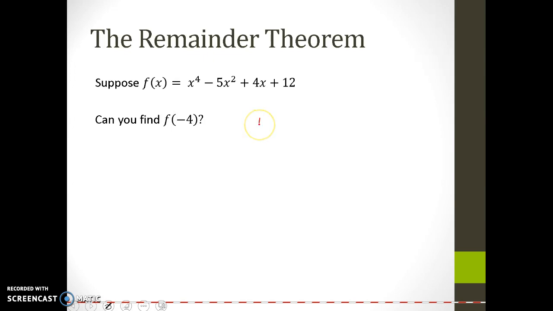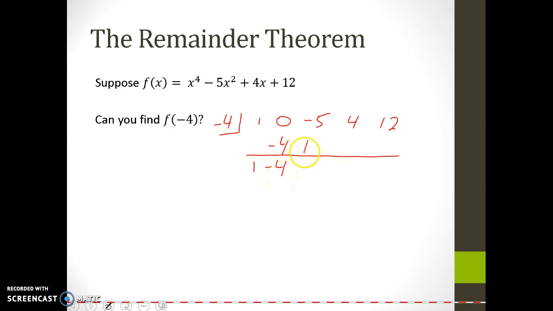I would have a 1 here. I don't have an x to the third, so that's 0. This is negative 5. This is 4. And this is 12. And I'm going to put negative 4 here. So if I go through this process, I'd have a 1. 1 times negative 4 is negative 4. If I add them together, I get negative 4.